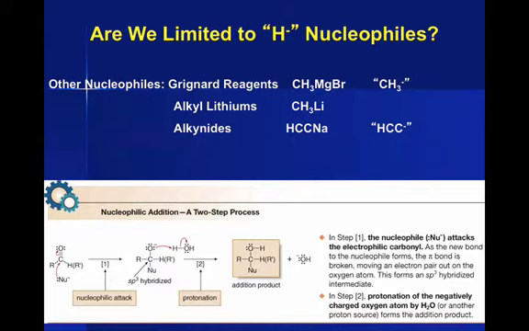All right. We are not limited to the hydride nucleophiles in these reactions. Okay? We have other nucleophiles that we can use, and you need to know these by name. Grignard reagents, alkyl lithiums, and alkanides. And we've talked about the alkanides before. Okay? And we've talked about the alkyl lithiums a little bit before. What's so special about a Grignard reagent? Why does it have a separate name as opposed to the alkyl lithiums and the alkanides?